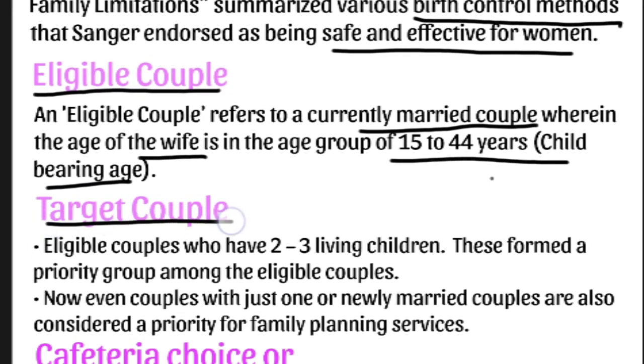Next, target couple. What is target couple? First of all, for which couple we can advise about the family planning method. You can't just advise a school going girl about the family planning method. You have to see which kind of couple to be advised. Like the couple who has 2 or 3 children already, and for those couples you can advise about the family planning method to limit the number of children. But you know what, nowadays if the couple has 1 child or even a newly married couple is also being advised about the family planning service.